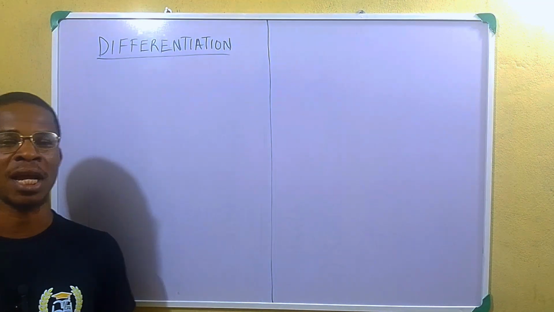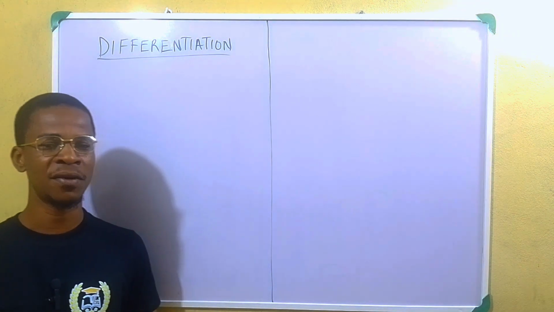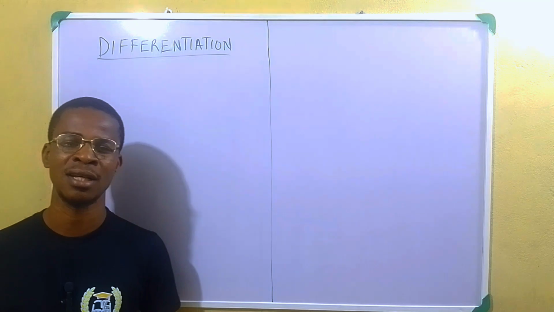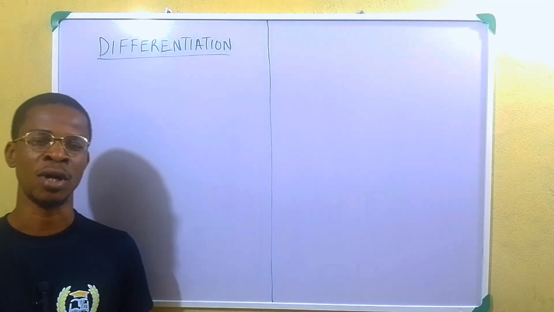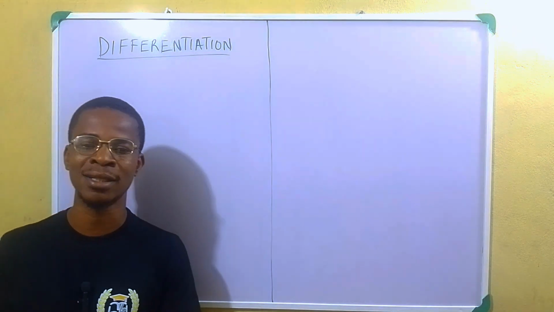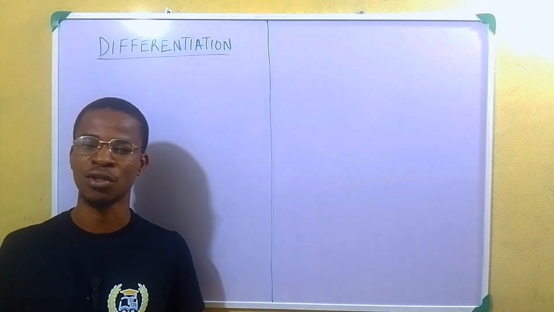Differentiation is one topic that a lot of students find hard to understand the concept behind. But it's very simple. It's simply a branch of mathematics that deals with the study of two or more variables, as a change in one will lead to a change in the other. That's what it's all about.